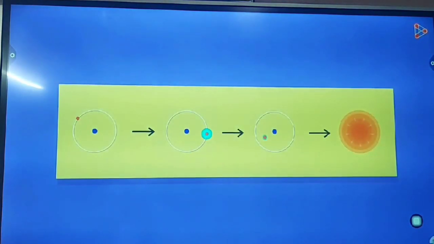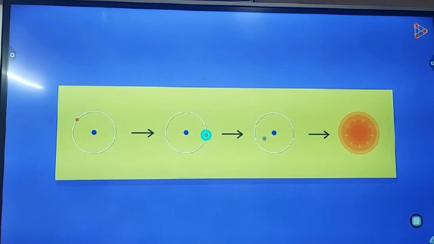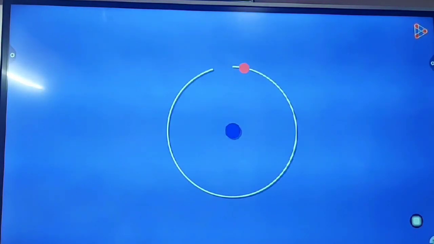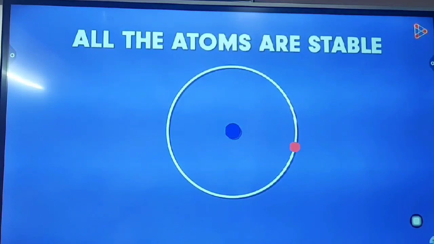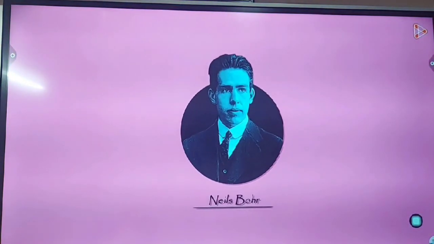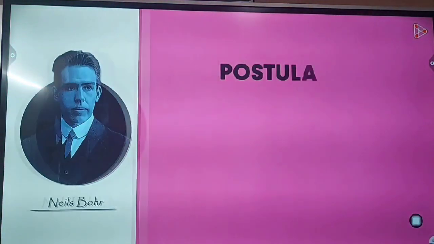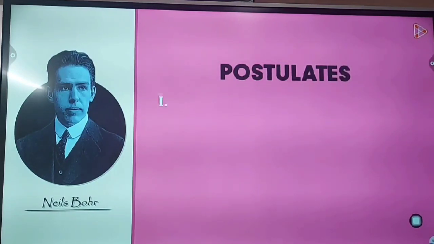But wait a second, all these things do not happen in an atom. And how do we know this? Because in nature, all the atoms are stable. That means the hypothesis put forth by Rutherford was also incorrect? Not really. The hypothesis just needed slight modifications. These were made by the next legendary scientist in our list called Niels Bohr. He made a few additional explanations to describe the atomic structure. The postulates put forward by Niels Bohr were as follows.